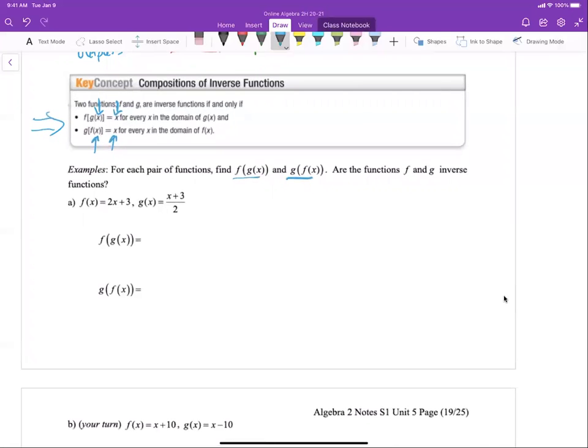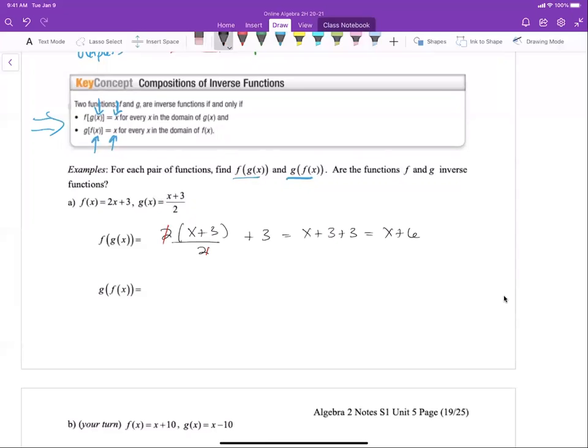What is f of g of x? Well, the function g of x becomes my input for x. So I need to put in g of x into this x value. So what does that look like? That is going to look like 2 times x plus 3 over 2 and then plus 3. I have to simplify. I get that equal to x plus 3 equals x plus 6.